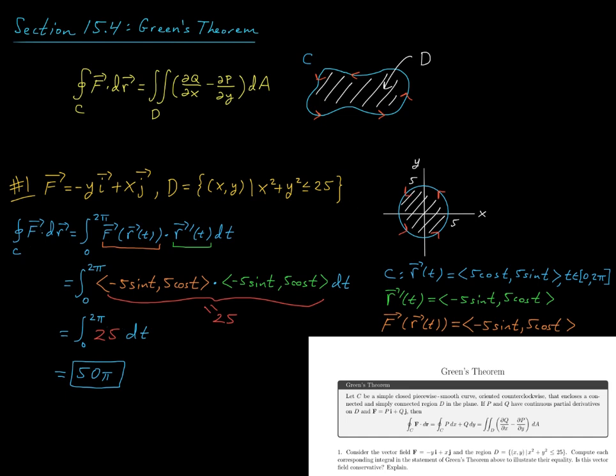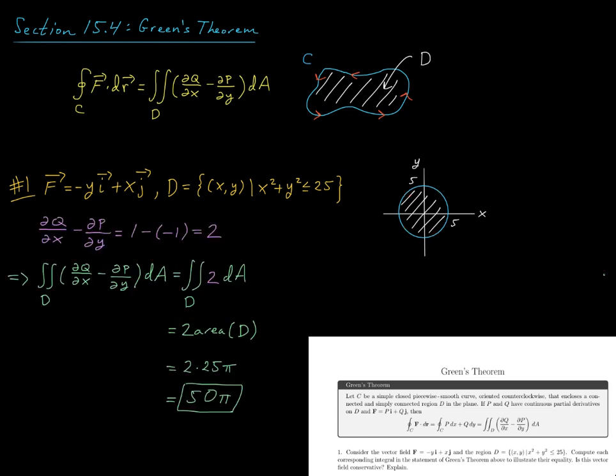So now let's go ahead and compute the double integral on the right-hand side. Differentiating Q, which is just the j component of the vector field F, with respect to x, I'm just differentiating x with respect to x, so that's going to give us 1. And then differentiating P, which is the i component of the field F, with respect to y, that's going to give us -1. And then taking this difference, we're just going to get the constant 2.